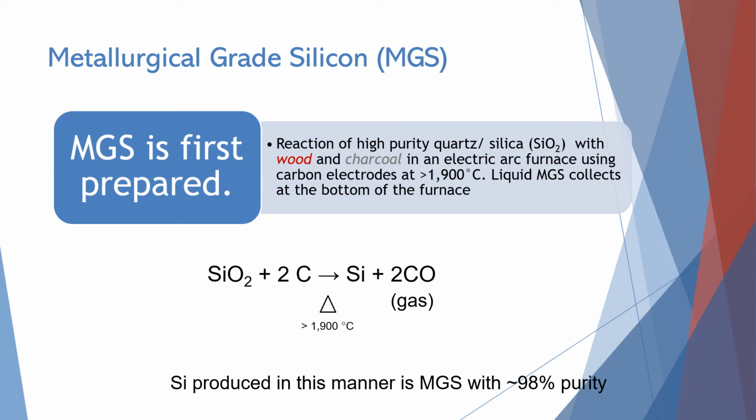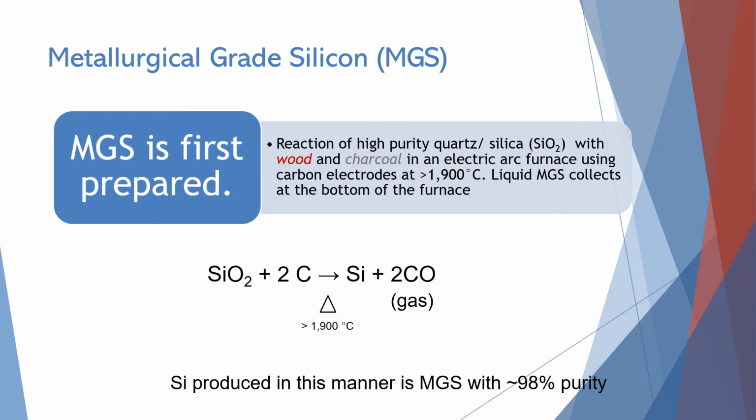In order to produce the MGS, the highly purified quartz or silica will be heated with wood and also charcoal in the arc electric furnace, where carbon electrodes will be used. This material will be heated to more than 1090 degrees Celsius until you get the liquid MGS, which will be collected at the bottom of the furnace.